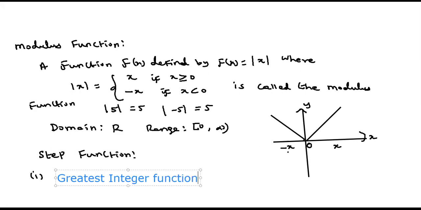The greatest integer function is nothing but a function whose value at any real number x is the greatest integer less than or equal to x is called the greatest integer function.